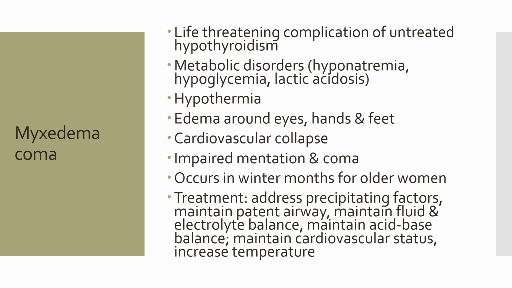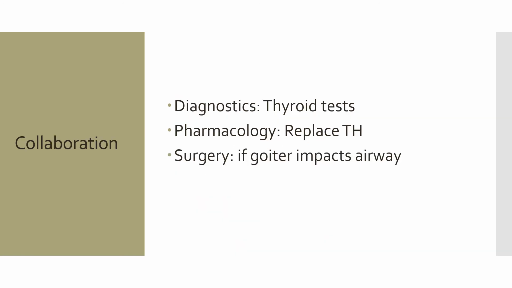Treatment is to address the precipitating factors, maintain a patent airway, maintain fluid and electrolyte balance, maintain acid-base balance, maintain cardiovascular status, and increase the temperature. So you might have to put them with warm blankets or the Bair Hugger. Collaboration includes diagnostics, which are the same, thyroid tests, pharmacology, where we might replace the thyroid hormone, and surgery if the goiter impacts the airway.